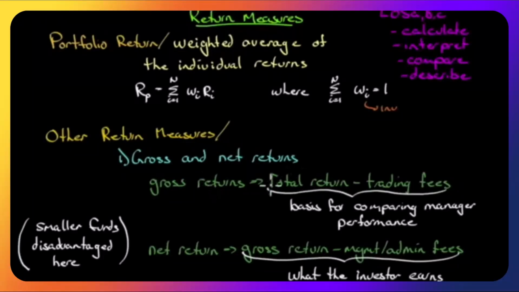And our gross returns are our total returns minus any trading fees, and that's pretty typical. Nobody would fault you for taking your trading fees off your return, because that's a cost of achieving that return, through crossing the bid-ask spread, through brokerage fees or the trading fees that your broker will charge you. There are exchange fees and there are brokerage fees. And this is the basis for comparing manager performance.